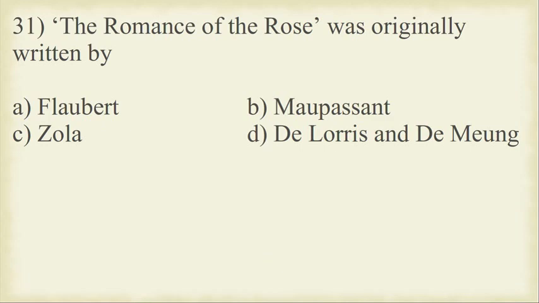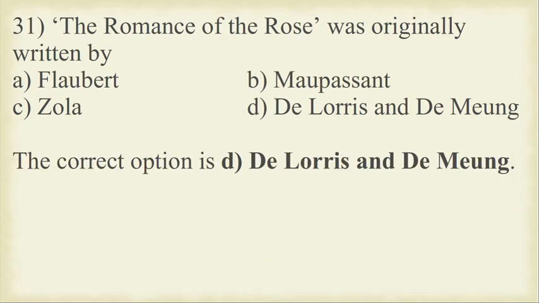Question number 31. The Romance of the Rose was originally written by option A, Flaubert, option B, Maupassant, option C, Zola, option D, Lorris and de Meun. The correct option is D, Lorris and de Meun.